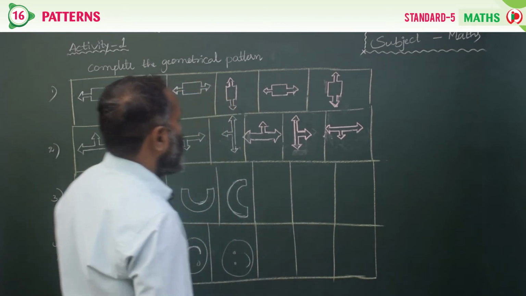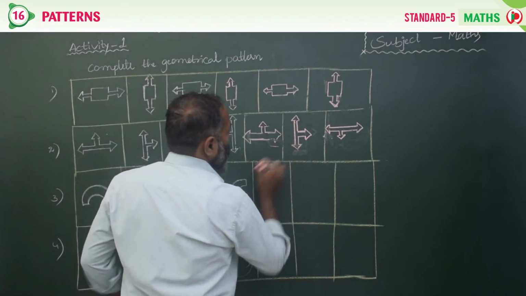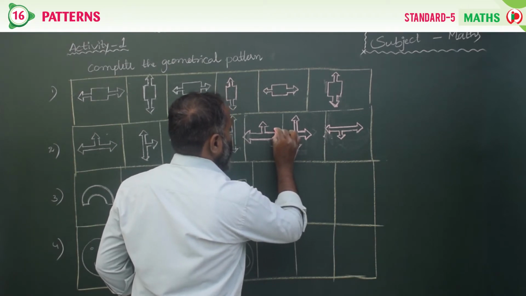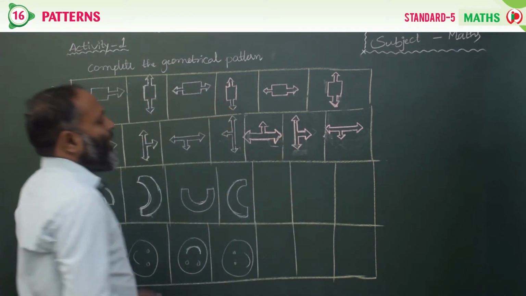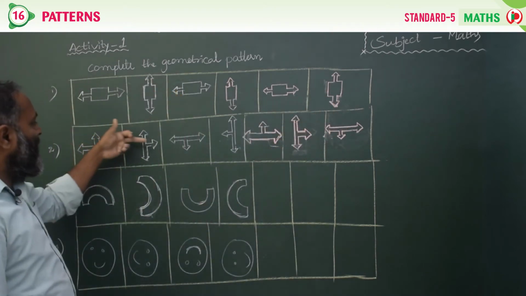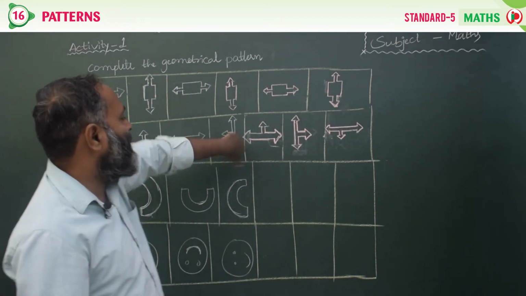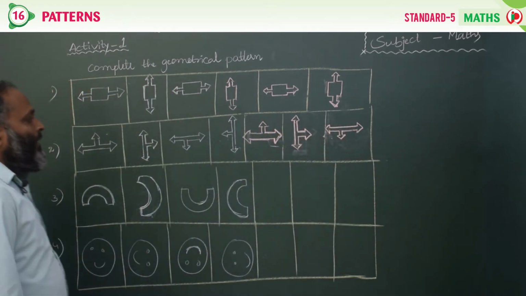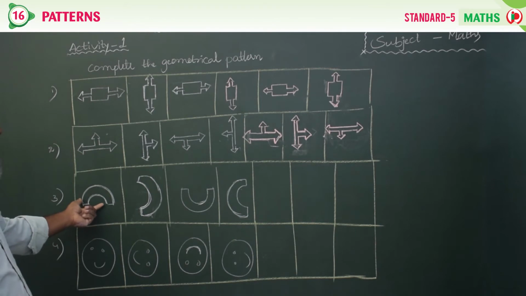This way. Okay. So, the arrows will come in this way. Okay. Upside, right side, downside. Here upside, right side, downside, left side, upside, right side, downside. Okay. Now, here C, downside.